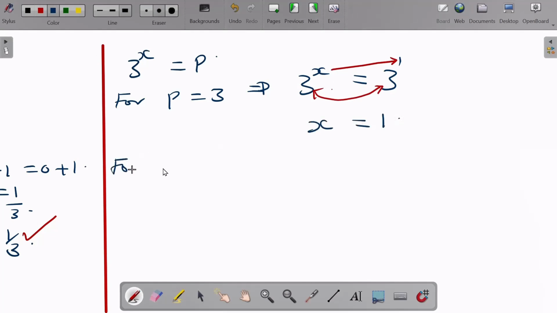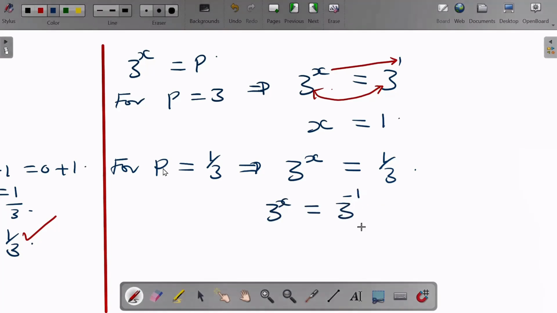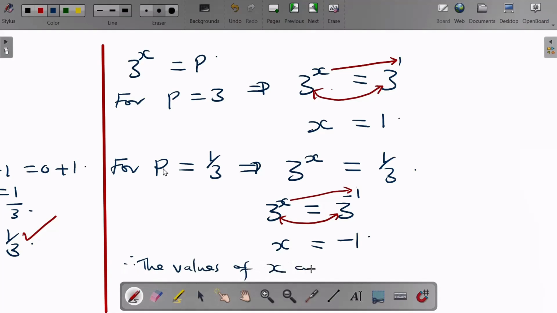Then remember I got two values of p. For p equal to 1 out of 3, it implies that we have 3 raised to power x equal to 1 out of 3. And the rules of indices we talked about, if you have not yet watched, please, the link is in the description below. We say that this is the same as 3 raised to power -1. And so we can see the bases are the same, so we can just compare the powers or the exponents. It implies that our value of x is also equal to -1. Therefore, the values of x are -1 and 1.